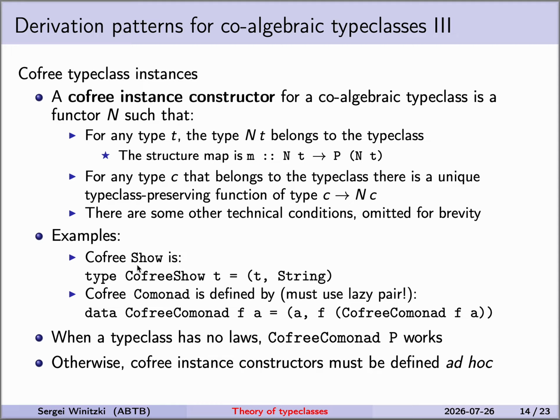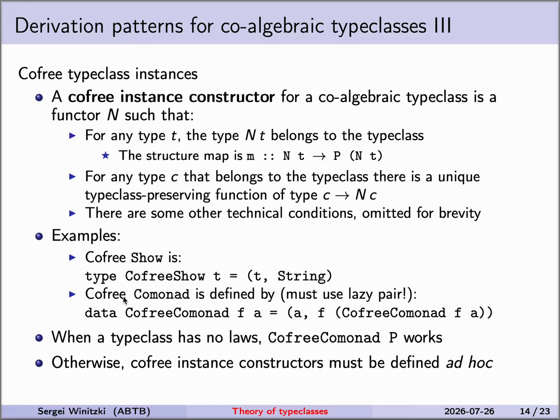The cofree instance for show can be derived generically, because it has no laws. But if a type class has laws, the show type class doesn't, then it is non-trivial, very non-trivial, to find what the cofree instance constructor is. I've seen a paper computing the cofree commutative comonad instance constructor. It's a bit of work. It's not easy.